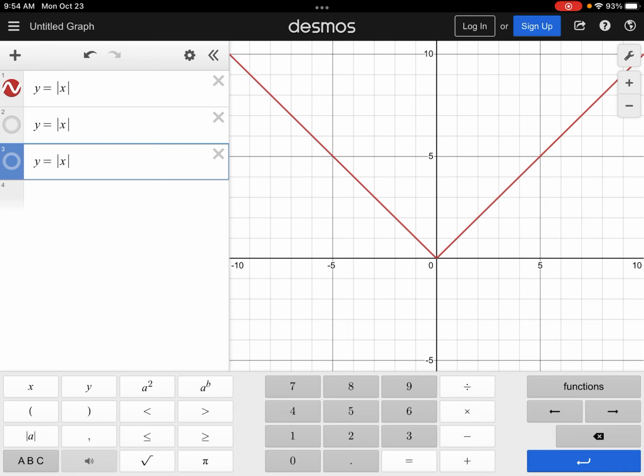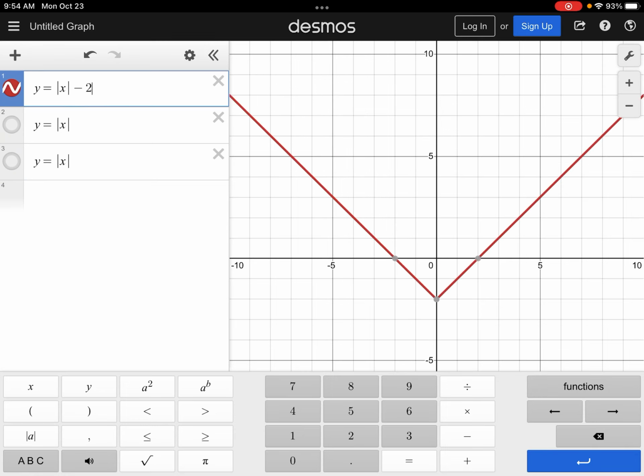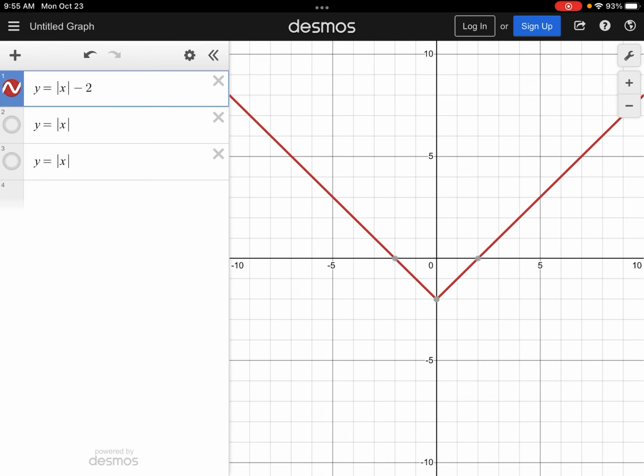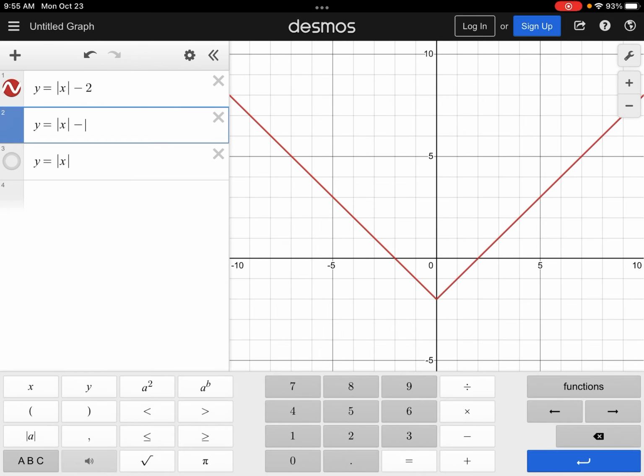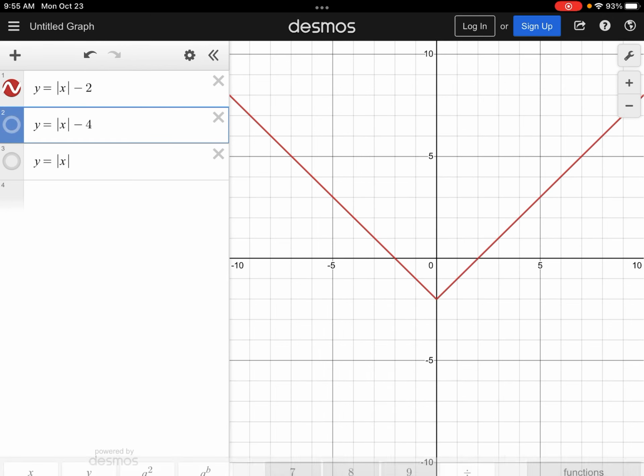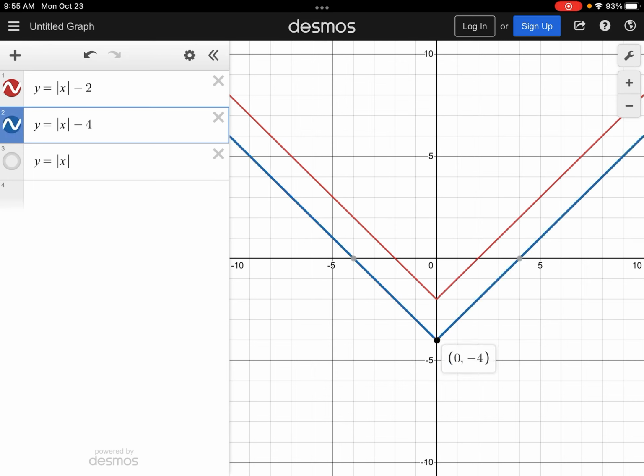So this is the most basic version. Now what we're going to do is something after the absolute value. I'm going to go ahead and do a minus 2. And what you'll notice is that in this case, the y value gets shifted down 2 units. If I do x minus 4, we'll show this blue graph here, notice that it gets shifted down 4 units.